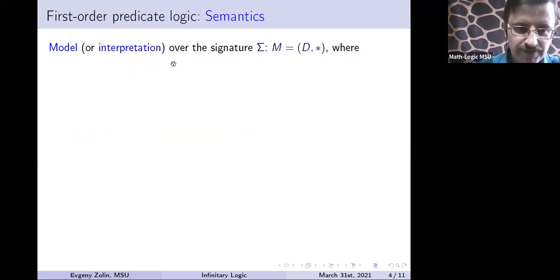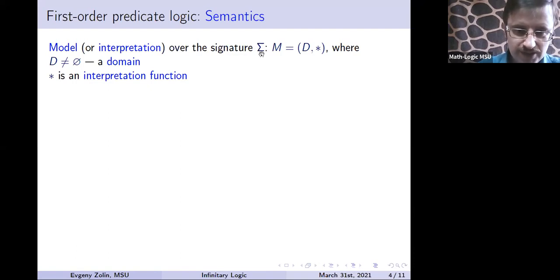So in order to give a model or an interpretation of this signature sigma, we need 2 things. First, we need some non-empty set D. It is called a domain. And we need to every symbol from sigma, to every predicate symbol. In our lecture today, we consider only predicate symbols. To every predicate symbol, we assign its meaning in this model.